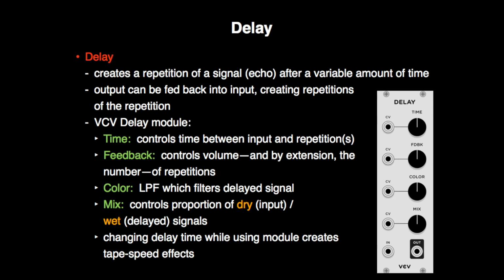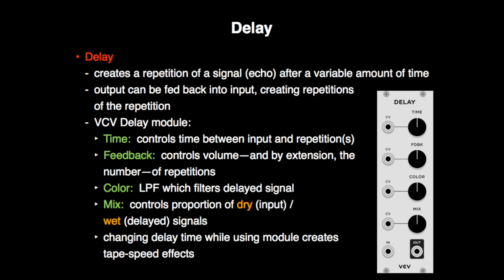Up on the slide, you can see the delay module that's part of the VCV Rack fundamentals, and it's got 4 different parameters. Time is going to control the time between the input and the repetitions. And then there's a feedback knob that controls the volume of the echo's echo, and by extension, that changes the number of repetitions.